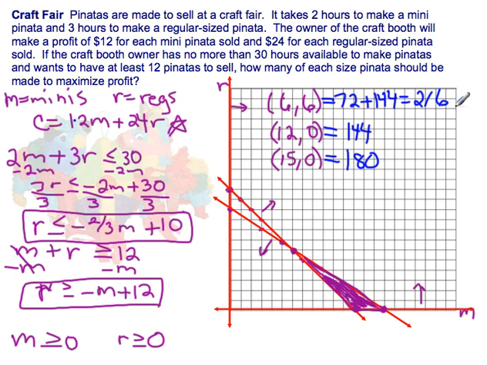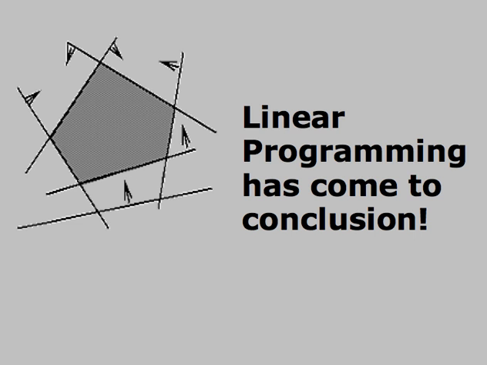So how would I maximize profit? Well, my maximum profit is right here, and this is the point that would get me there. Remember, 6 along the x-axis is your minis, so it would be 6 mini piñatas. And this 6 along the y-axis is regulars. So 6 mini and 6 regular sized piñatas would maximize my profit. And that is going to conclude our linear programming.